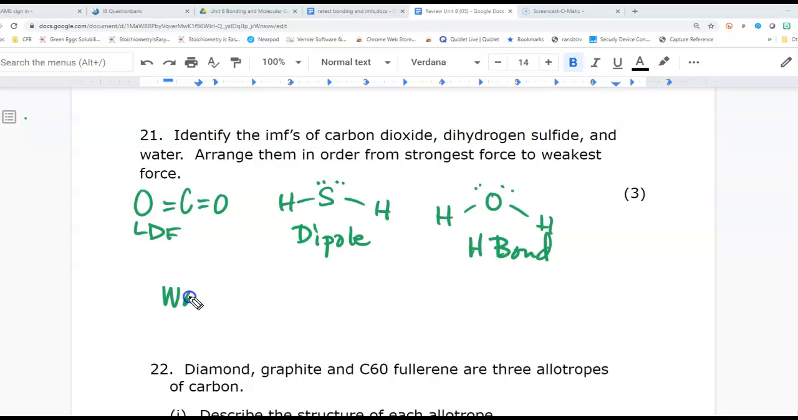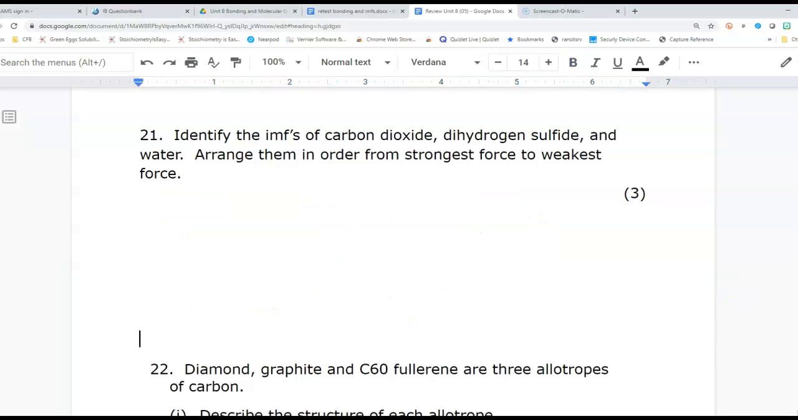So water first, and then I would say dihydrogen sulfide, and then I would follow that up with CO2. Okay, just putting them in order. It does not say to explain why, it just says to place them in order of strongest to weakest.